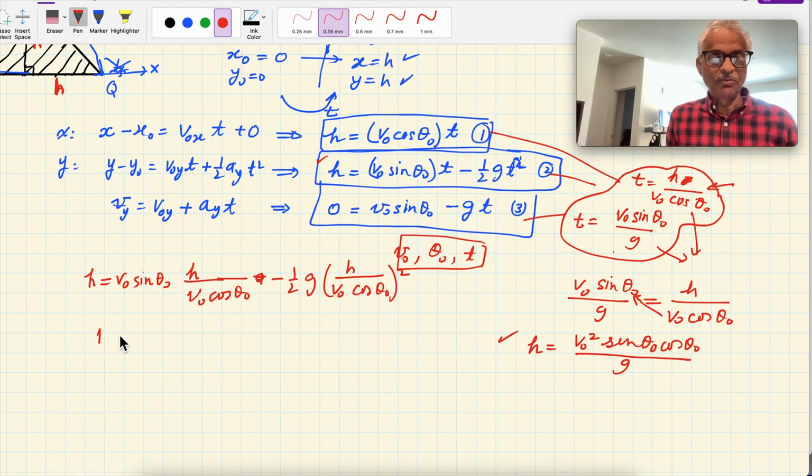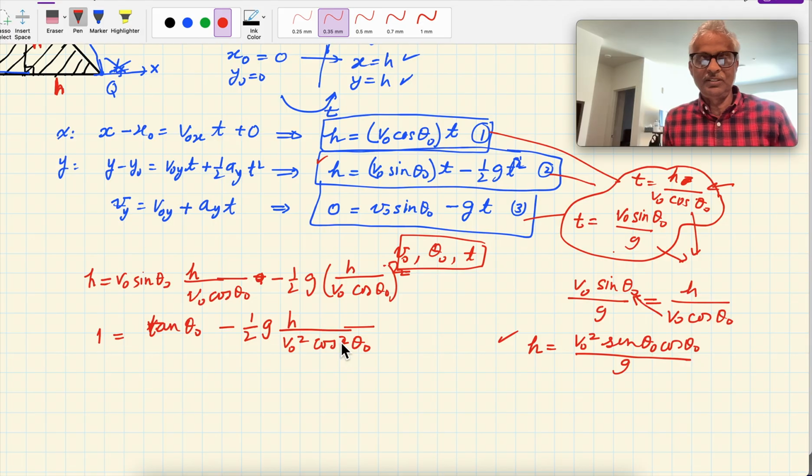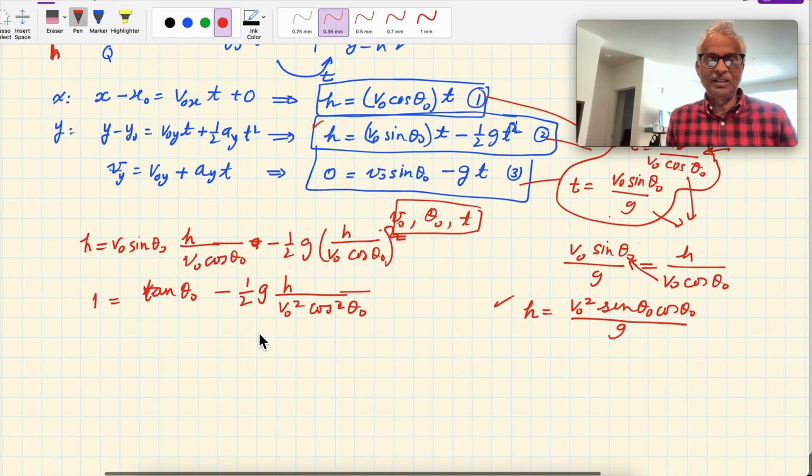So 1 equals just tangent theta 0 minus g h. This is squared, so it's only one h that cancels, not every h. V0 squared cosine squared theta 0. So you can see I really didn't make that much progress using this one. How about using the other one?